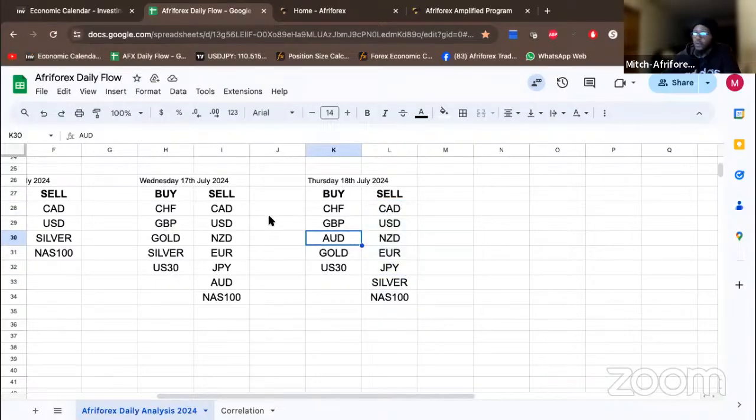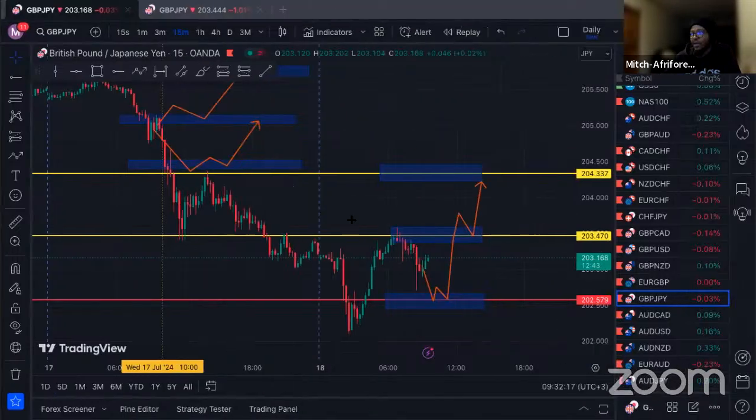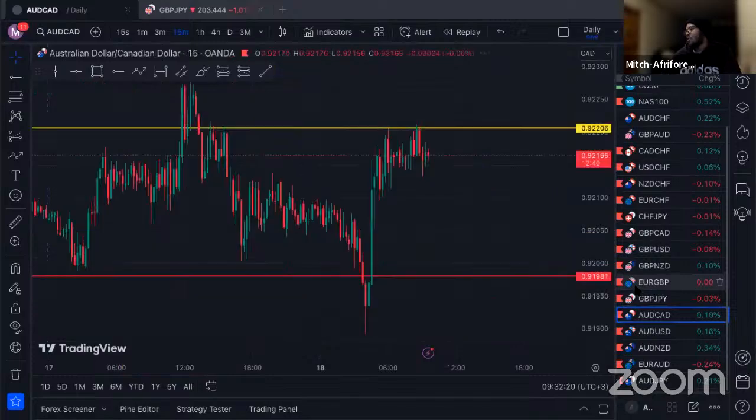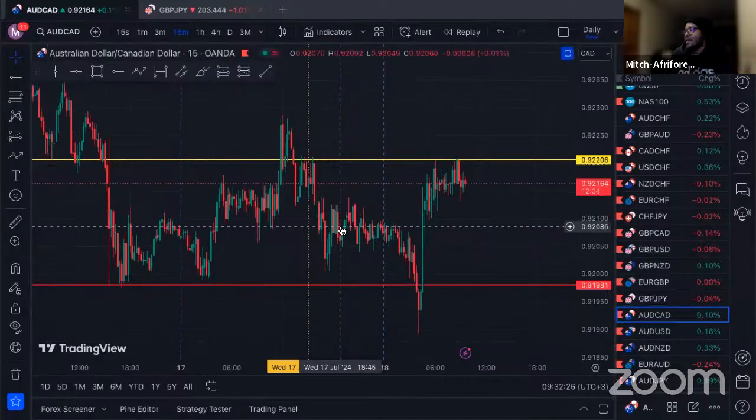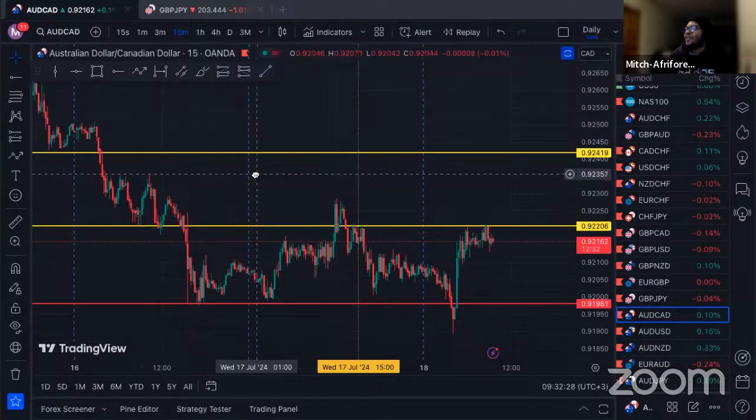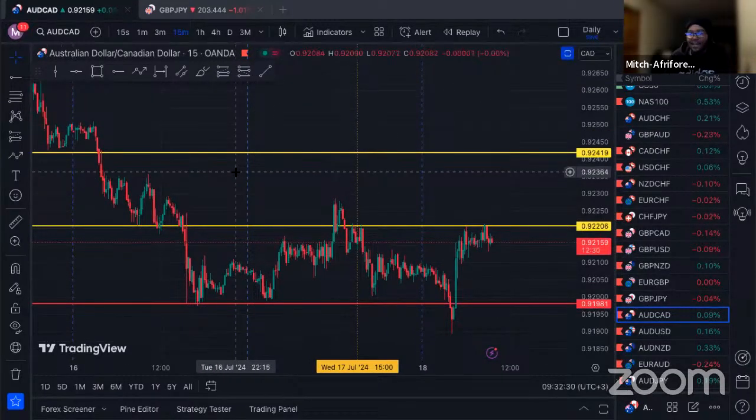So right now, we're going to do the same thing with the Australian dollar pairs. So we'll start off here with the Australian dollar against the Canadian dollar. Apologies, this cold has really come in. So here we'll start off with the Australian dollar against the Canadian dollar.